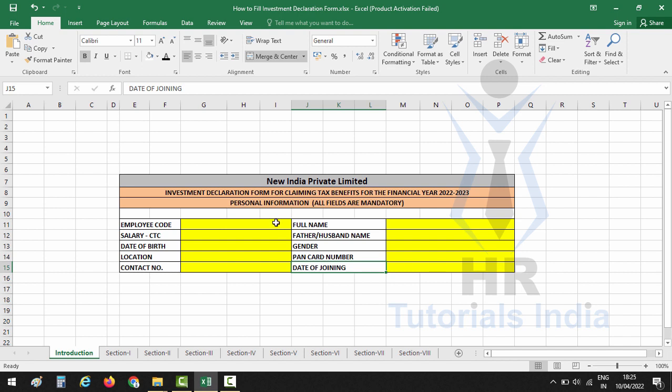Now let's fill the introduction sheet. Employee code, then full name of the employee, then the CTC of the employee. Here I have taken 12 lakhs per annum. Husband's name or father's name, date of birth of the employee, gender of the employee, location, PAN number of the employee, contact number of the employee, then finally the joining date of the employee with the company. So we have filled the minimum information, the introduction information, which is required for filling of the investment declaration form for the employee. Now let's move on to section 1.